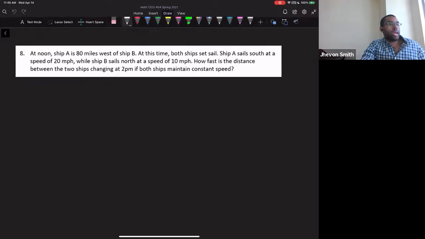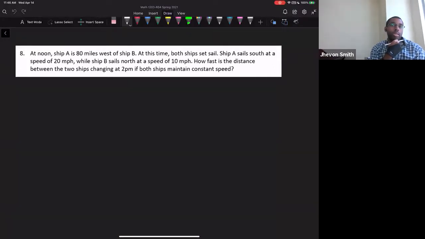So we have at noon, ship A is 80 miles west of ship B. At this time, both ships set sail. Say that 3 times fast. Ship A sails south at a speed of 20 miles per hour. Ship B sails north at a speed of 10 miles per hour. How fast is the distance between the two ships changing at 2 p.m. if both ships maintain constant speed?